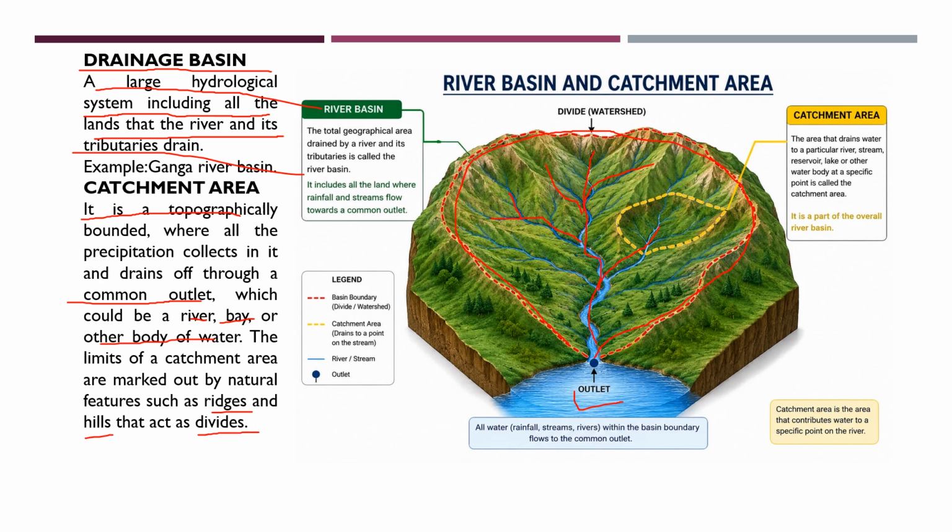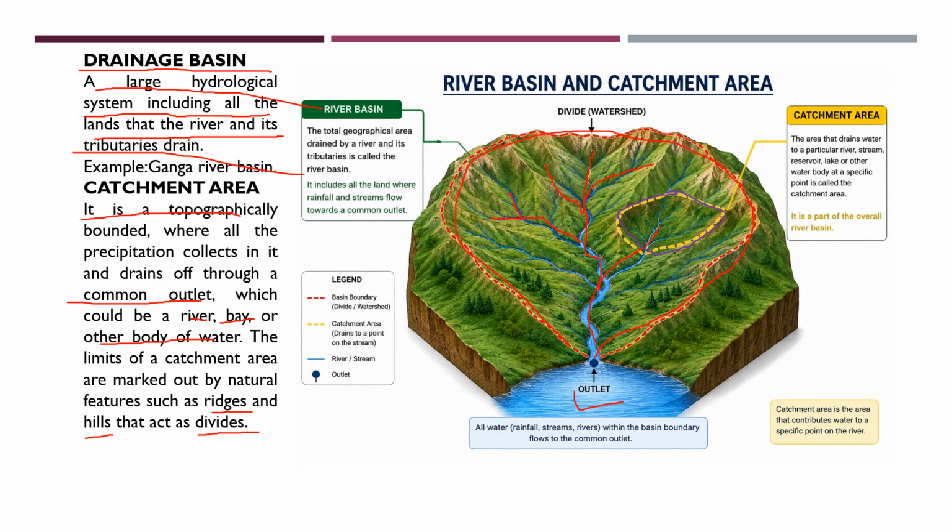See, in this picture, I'm requesting you to find the catchment area. It is already marked in the diagram. See here, the yellow color, I think it is visible in front of you. This is the catchment area. What is written: the area that drains water to a particular river, stream, reservoir, lake, or other water body at a specific point is called a catchment area. So we can say this is one catchment area. We can also say that in a river basin there are multiple catchment areas.